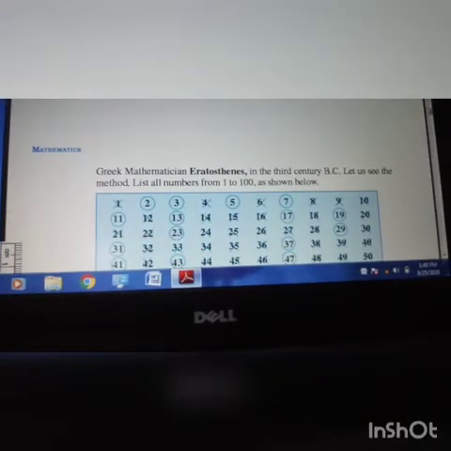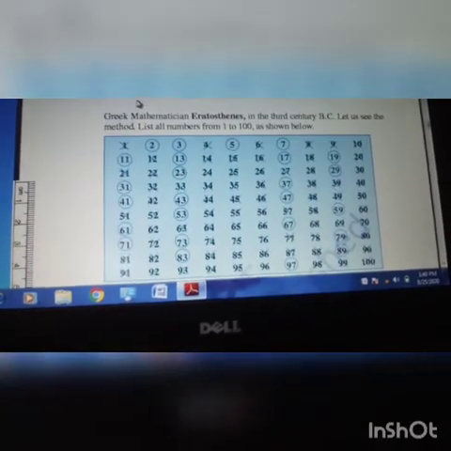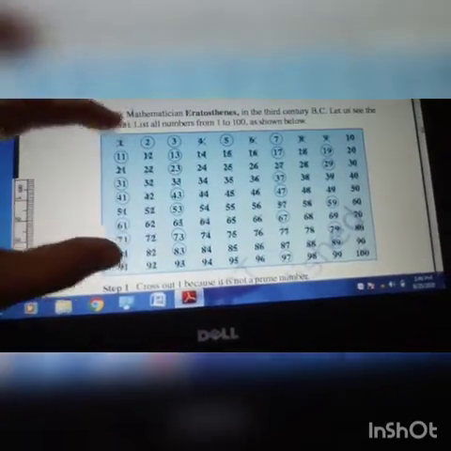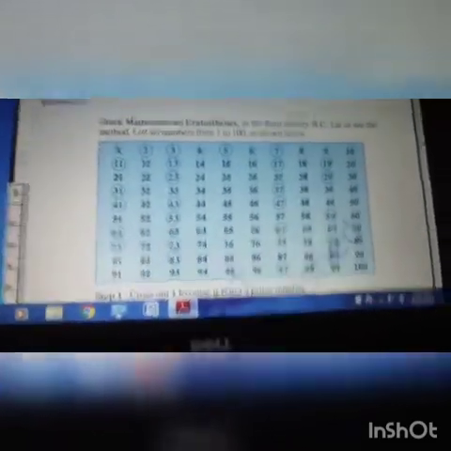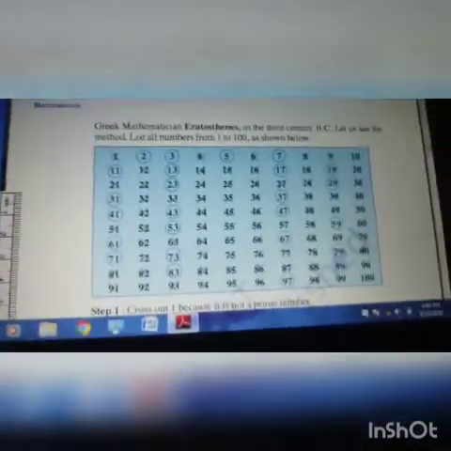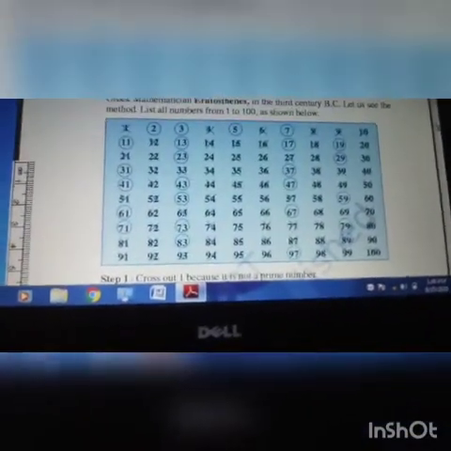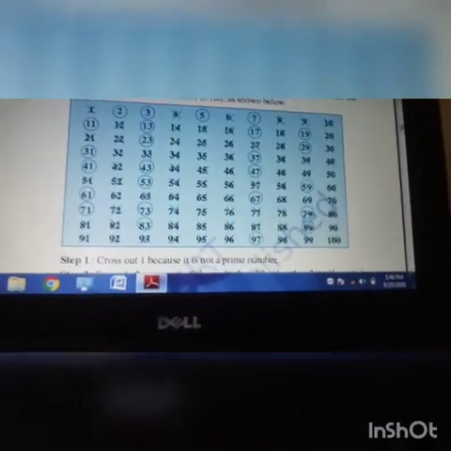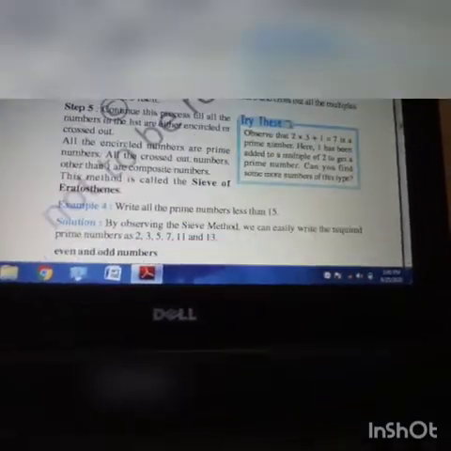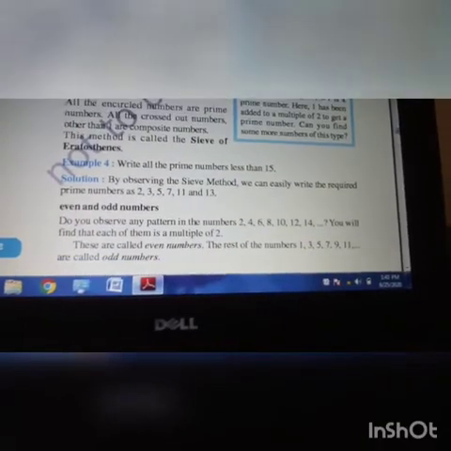Next, just learn this method and learn the prime numbers from 1 to 100. At least 1 to 100 you should keep in your mind. Like tables, you should know what the prime numbers from 1 to 100 are. Okay, like tables you should learn. Then they have given example problems.